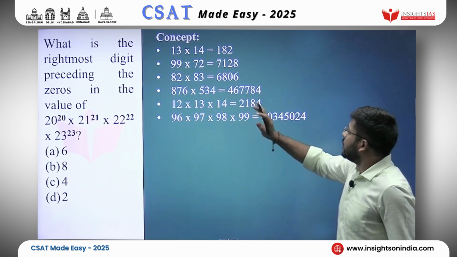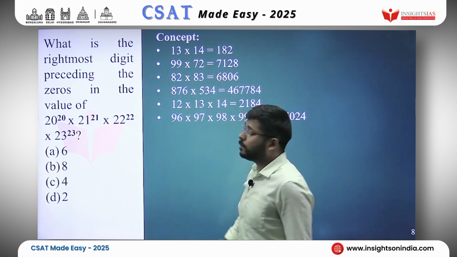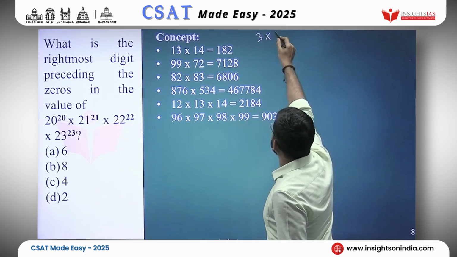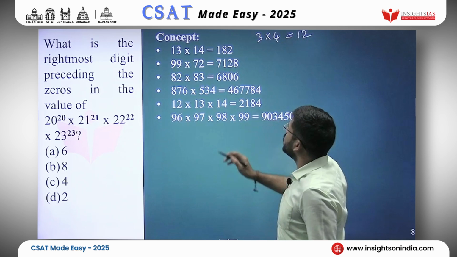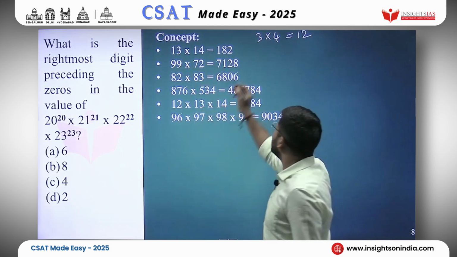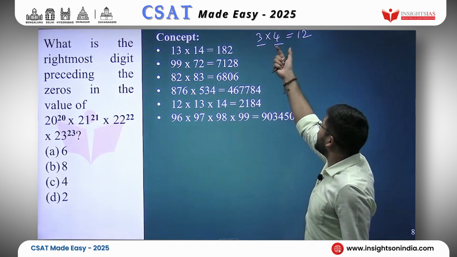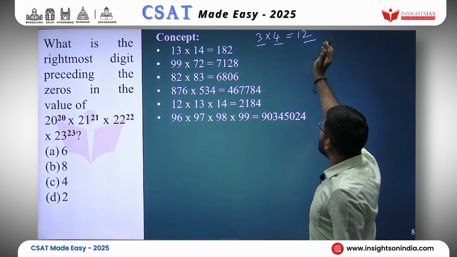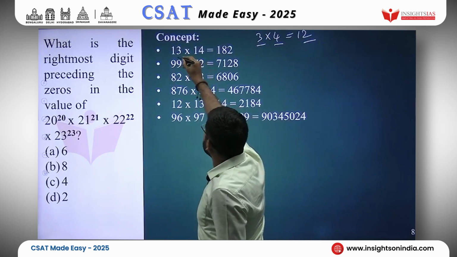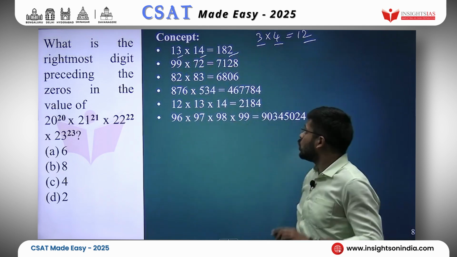Look at this. 13 into 14 is 182. Okay, what is 3 into 4? 3 into 4 would be 12. What is common between 3 into 4 equals 12 and 13 into 14 equals 182? Whenever you multiply any two numbers with last digit being 3 and last digit being 4, the last digit of the product will always be 2. See here, 13 into 14, 3 into 4, so you get the last digit to be 2.